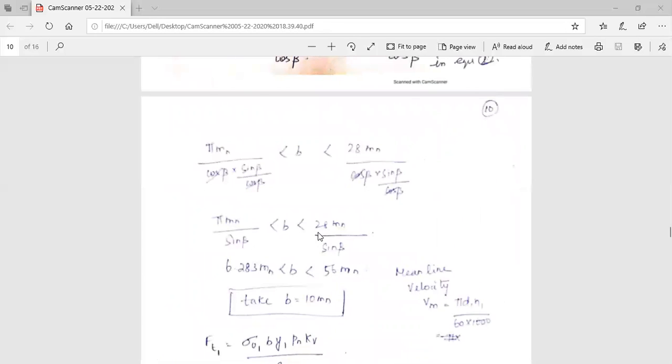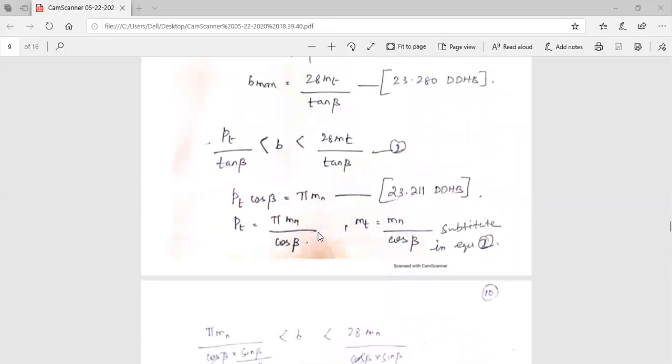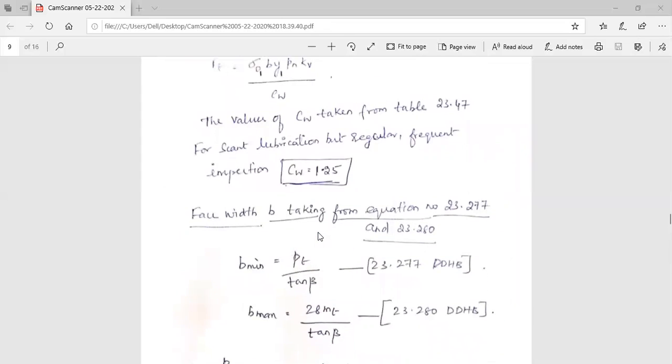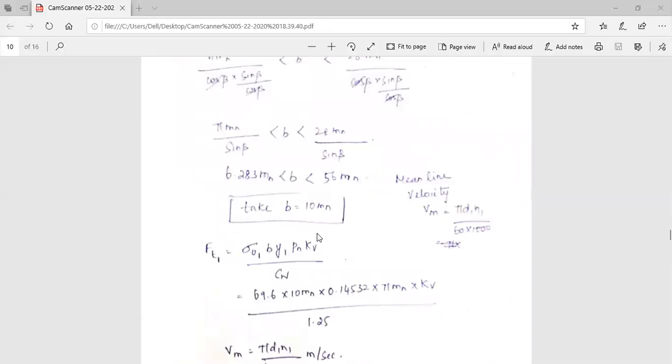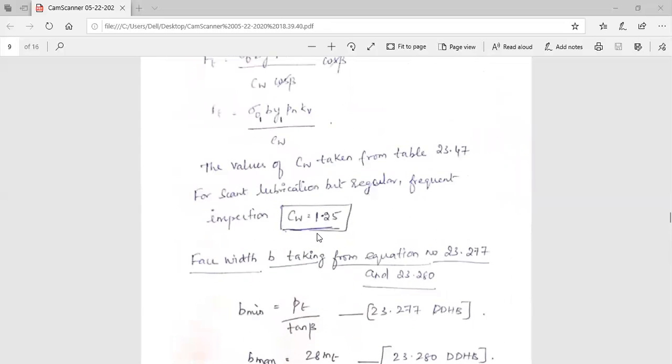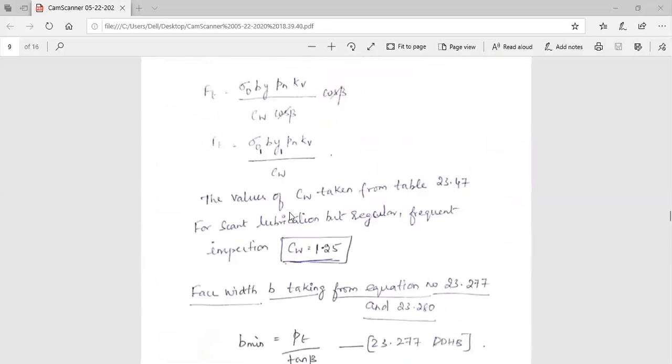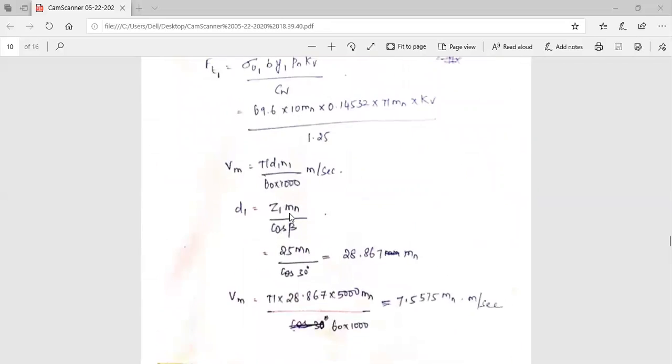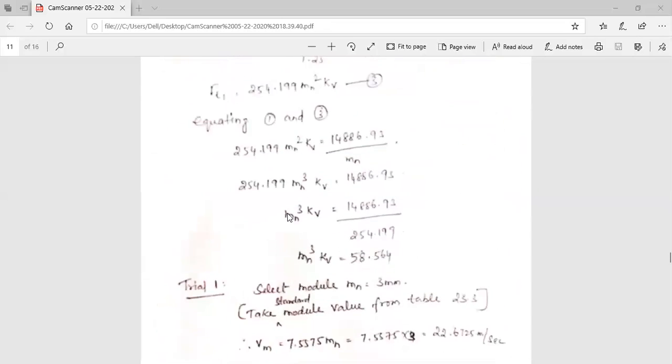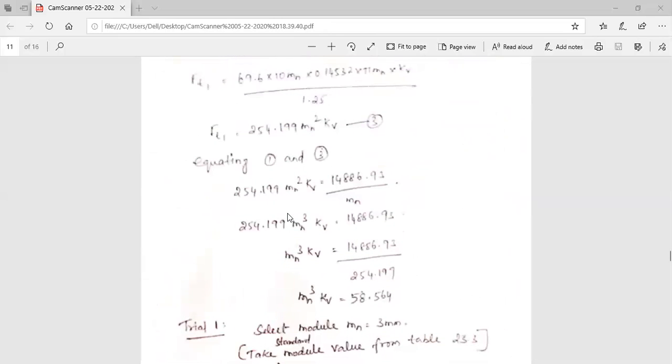So we found the tangential tooth load by the normal tangential tooth load and by using the Lewis equation. This is equation number 1. We already got the value Ft1 is equal to 14886.93 divided by mn. Equation number 1. Another Ft, by using the Lewis equation, Ft1 is equal to 254.199 mn squared. So equating these two, we find the module value.